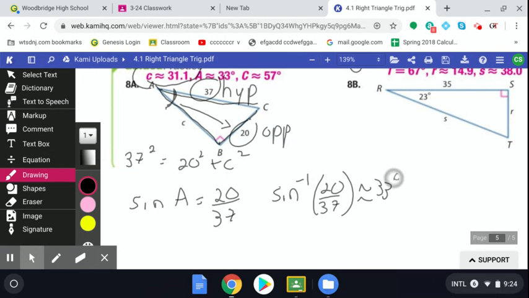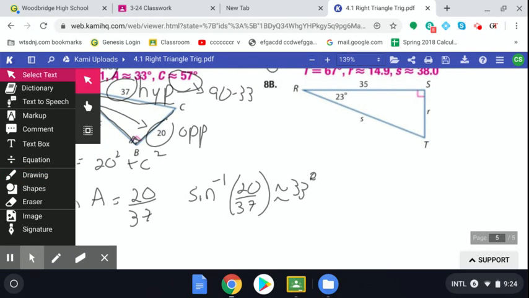And once I have that, then it's very easy because I know this angle here is 90 and the sum of all angles in any triangle is 180. So you can just do 90 minus 33 to find the 57-degree angle. And then I have all three sides and all three angles.